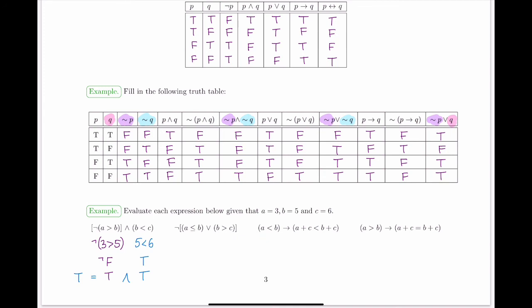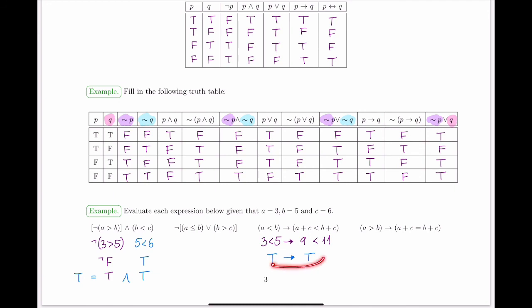A is less than B. So what I have here is 3 is less than 5. And this implies that A plus C, so 3 plus 6, so 9, is less than B plus C. So 5 plus 6, 11. Okay? Is that a true statement? Well, let's take a look. 3 is less than 5. Yes, that's true. And this implies that 9 is less than 11. Is 9 less than 11? Yes, 9 is in fact less than 11, so this is also true.